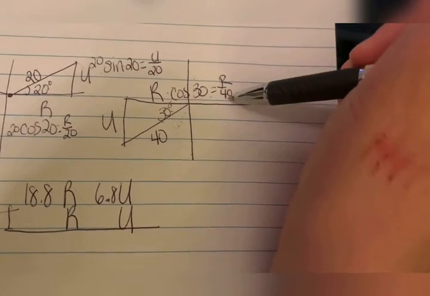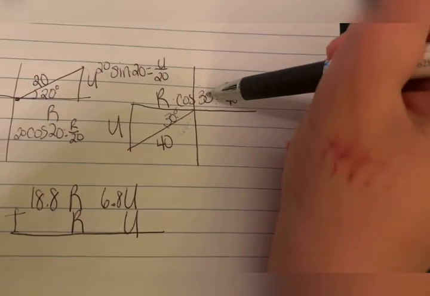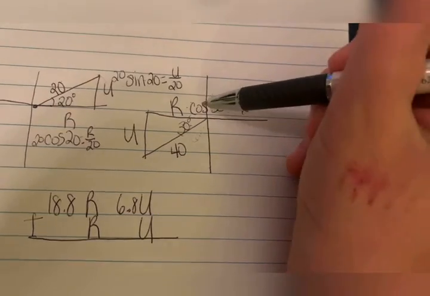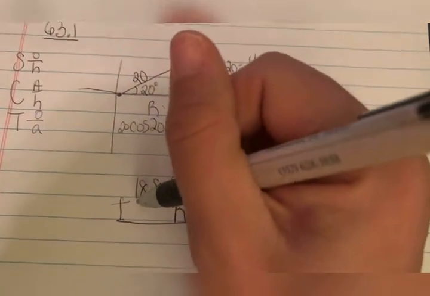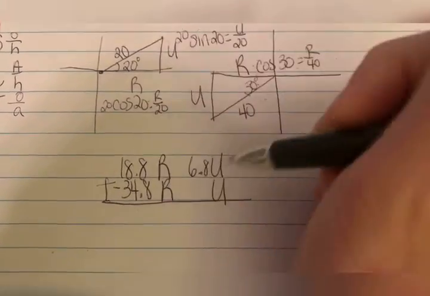No, pardon, cosine 30 is going to give you 0.87. Jeepers creepers, sorry about that. Times 40 is going to give you 34.8, but it's going to the left, so it has to be a negative. So guys, remember that. Even if it doesn't come out in your calculator negative, it has to be a negative because you're going left.